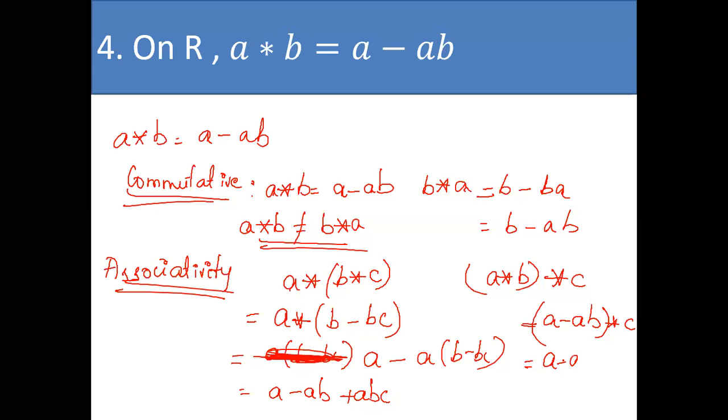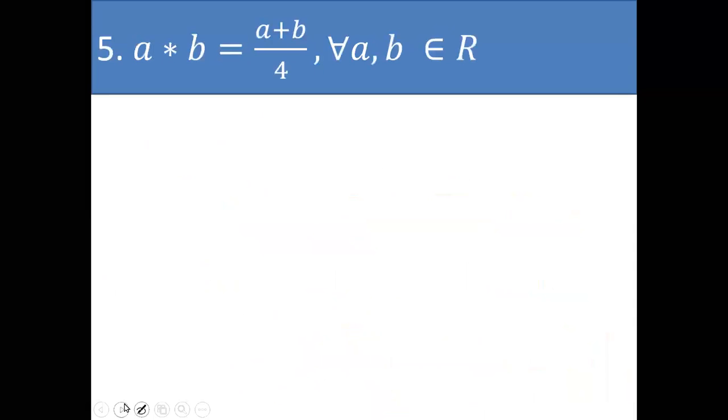A minus AB minus A minus AB into C. So you'll get A minus AB minus AC plus ABC. Whether these two terms are equal? No. So this is not associative. This particular operation is not associative also. Okay, so we'll move to the next question. I want quick answers for this question. This is an easy question.